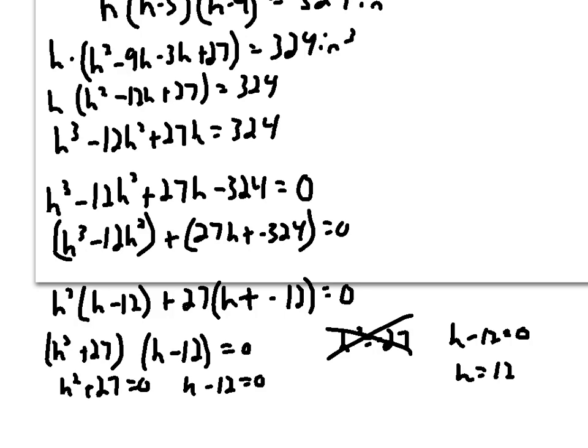Okay, so now if we know our height is 12, then we have to be able to figure out our length and our width. And again, our length was height minus 3. Okay, so our length is going to be the height 12 minus 3, which is 9. And the width was the height minus 9, so 12 minus 9 is 3. And these were all in inches.